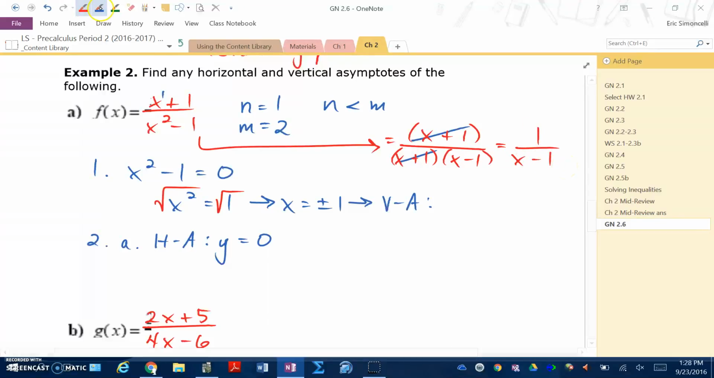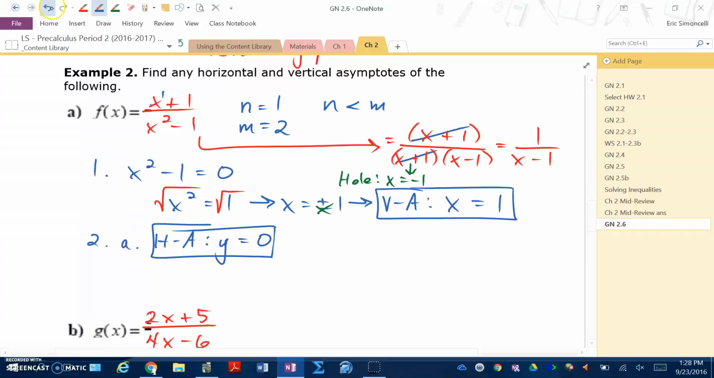So what does that mean with regards to our vertical asymptotes, when we found that our vertical asymptotes were plus or minus 1? Well, we actually don't count one of those values as a vertical asymptote, because technically what we have here is something called a hole. We have a hole when x equals negative 1. So I'm going to rule out the negative value there. Our vertical asymptote is only at x equals 1.